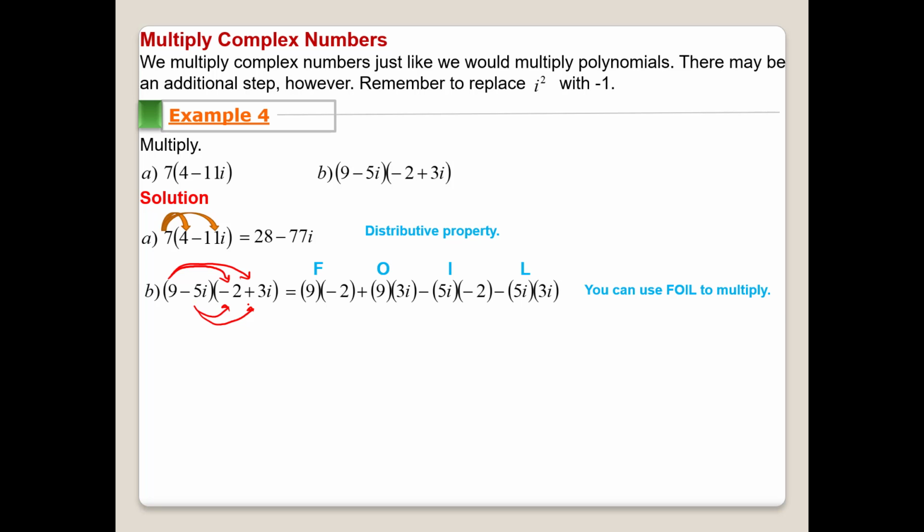So now that we've got the FOIL set up, we can multiply through and simplify a little further. We get -18, plus 27i, plus 10i, minus 15i squared. Now, as we talked about up here, let's not forget to replace that i squared with a -1. So -15i squared will be changed, turning that i squared into -1, which in reality just changes it to a positive 15. Let's also combine the 27i and 10i, which gives us 37i. So we should get -18 plus 37i plus 15.